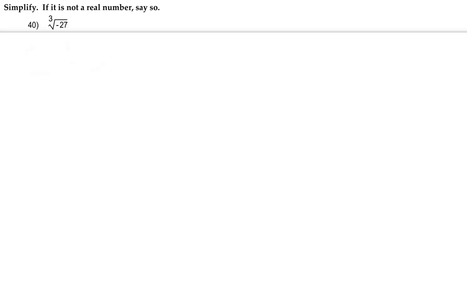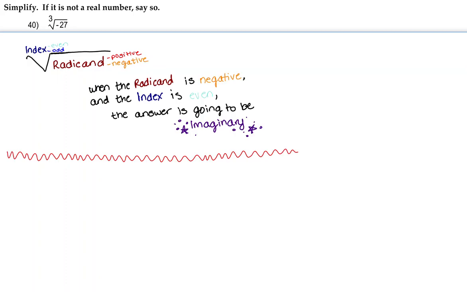So here we have the basic format of a radical, and here we have the index, and here we have the radicand. So for this example, the index is 3 and the radicand is negative 27. The index can either be even or odd, and the radicand can be positive or negative. When the radicand is negative and the index is even, the answer is going to be imaginary. Imaginary just means that the answer is not real.